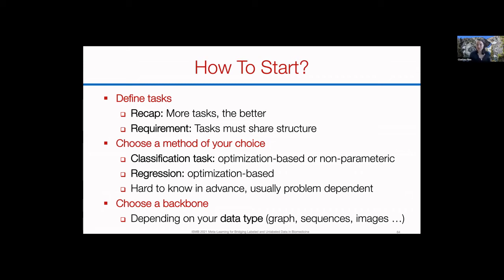And then lastly, choose a backbone network architecture, and this is going to depend on your data type. If you have a graph, then graph neural networks are a great choice. If you have sequences, then things like LSTMs and recurrent neural networks can be useful, and so forth.